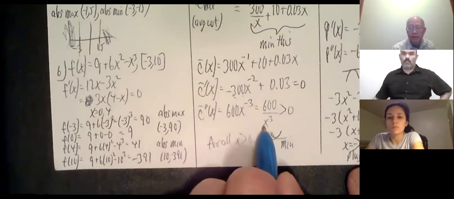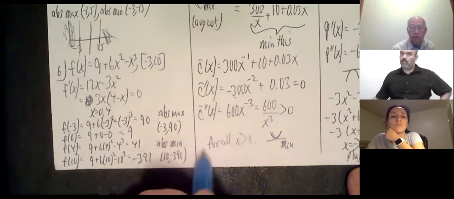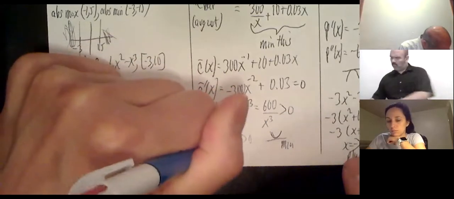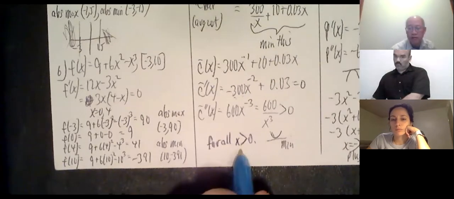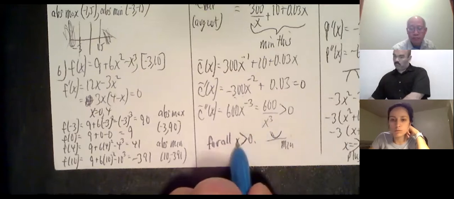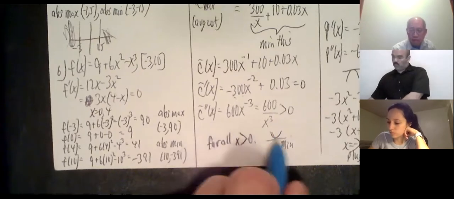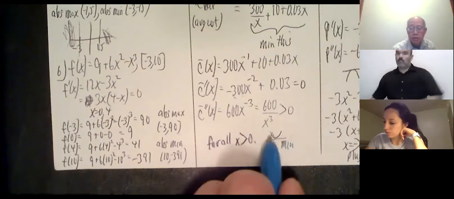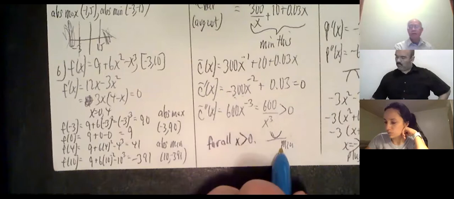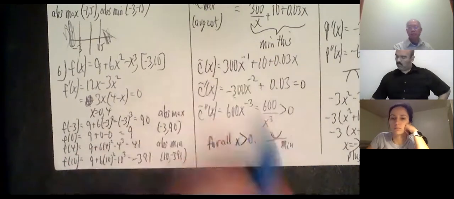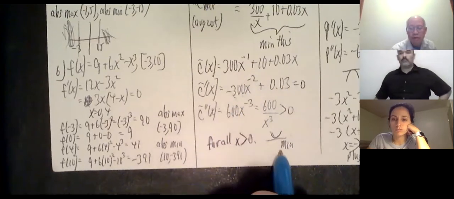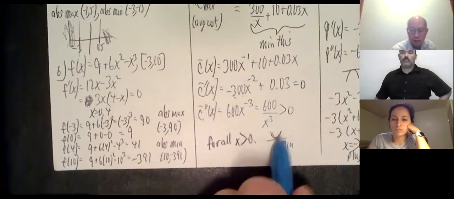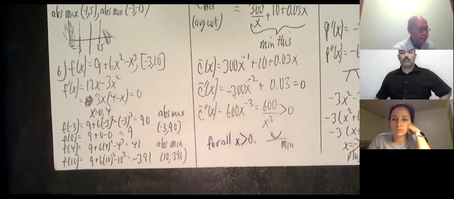No matter what I plug in for X, if it's positive, that's greater than 0, so for all X greater than 0, which is all we care about, we only have positive values of X, this quantity will be positive. Positive second derivative means concave up. If I have a concave up situation, when the slope is 0, I have a minimum. Am I looking for a minimum? Yes, I am. I'm minimizing this quantity. So whatever value makes this derivative 0, I will have a minimum because the second derivative is positive, which tells me concave up, which tells me I have a minimum.